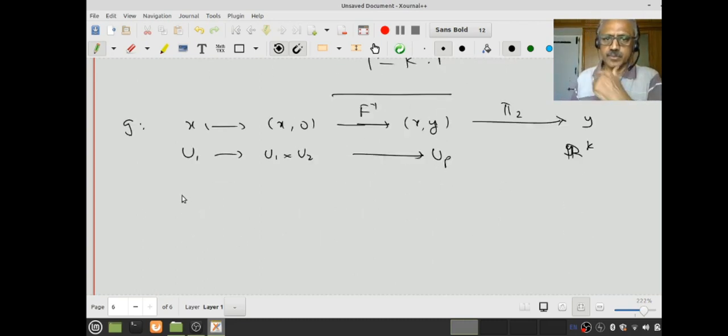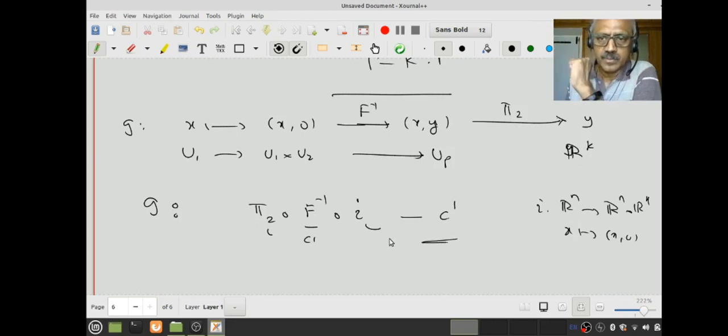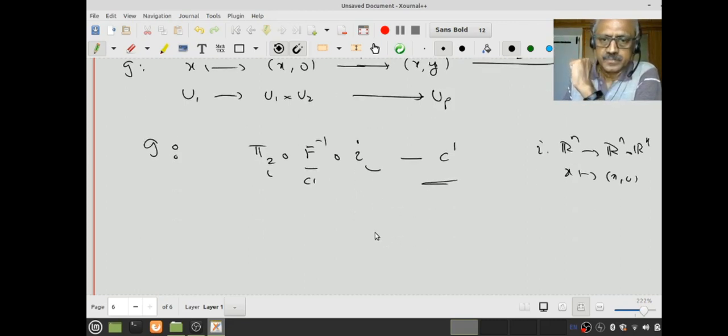Therefore my G is the composite of these maps: phi 2 composed with F inverse composed with the inclusion map of R^n into R^n cross R^k, namely x going to (x, 0). This is a linear map. This is smooth, this is smooth, this is C1, therefore the composite is C1. Have you understood? Now we are through. We had already proved everything. So this is C1. Very good.